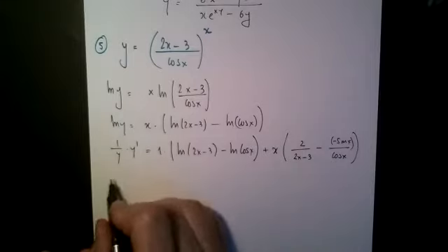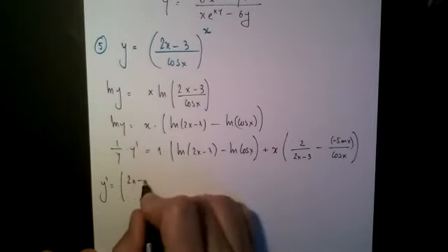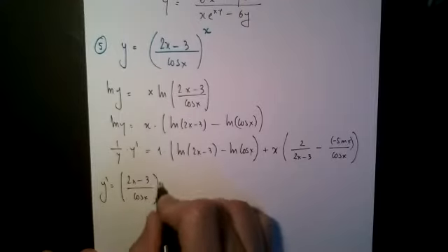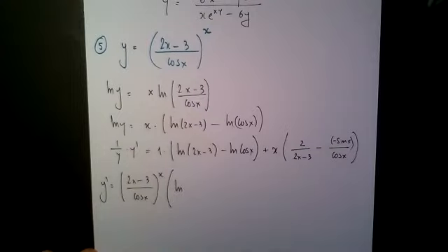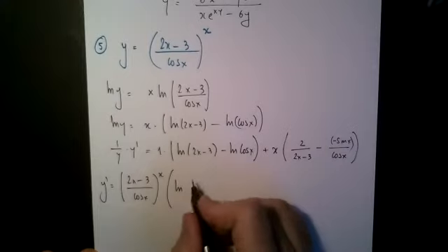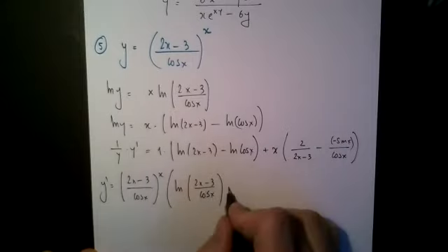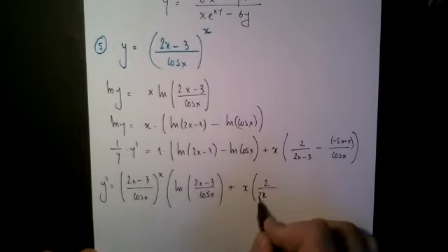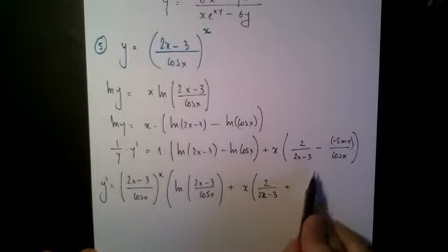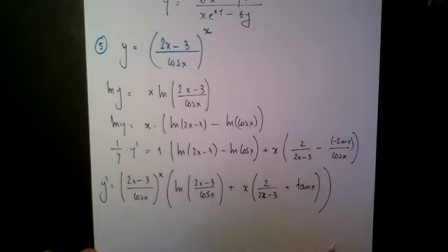And that's it. y prime is y times this whole thing. So y is this, times ln of 2x minus 3 minus ln of cos x, so ln of 2x minus 3 over cos x. So I'm recombining it, plus x times 2 over 2x minus 3 minus, which is plus, sine over cos is tangent. There we go. That's my answer.